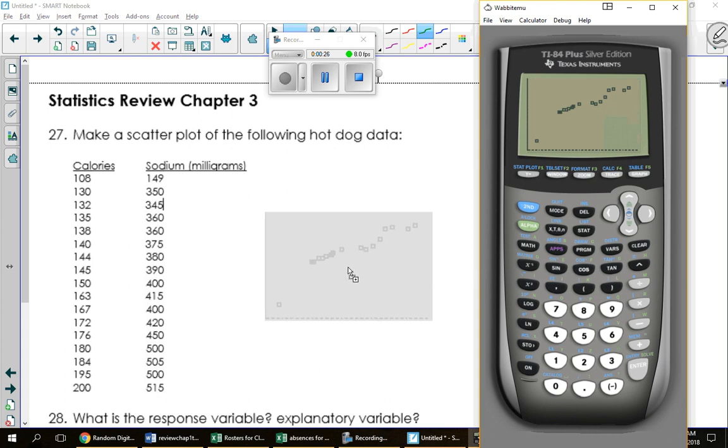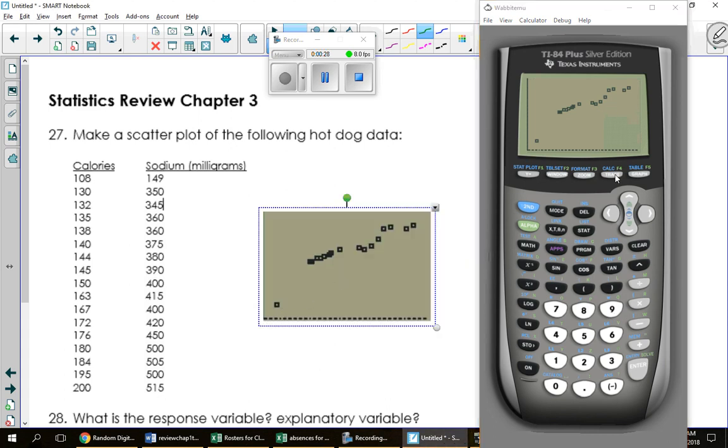There's my scatter plot. This one point's a little interesting to me, so I might hit trace, just double checking that I didn't type the data in wrong. It's 108, 149. That is that point. That's good. So what's the explanatory and the response variable?